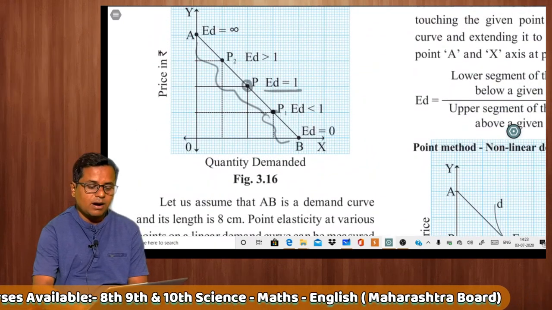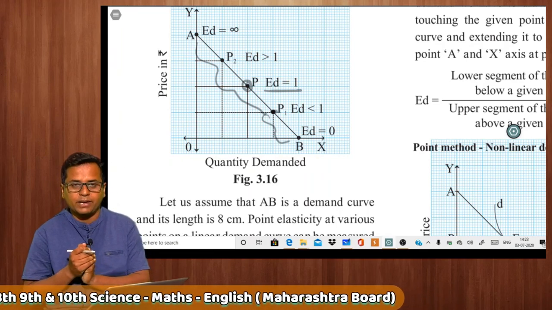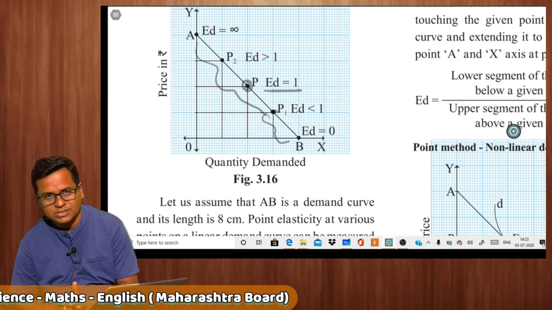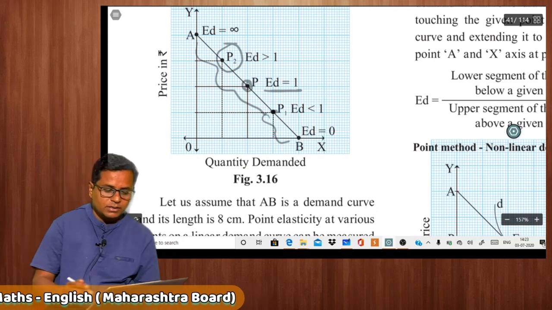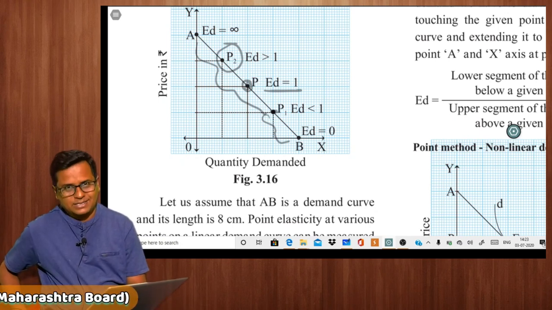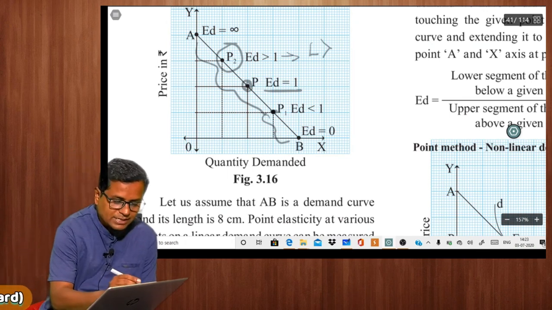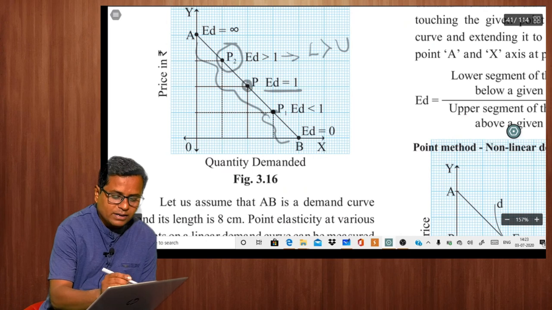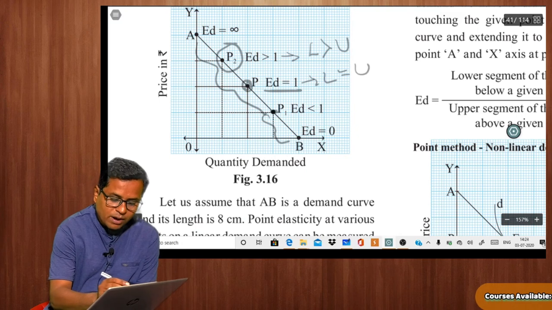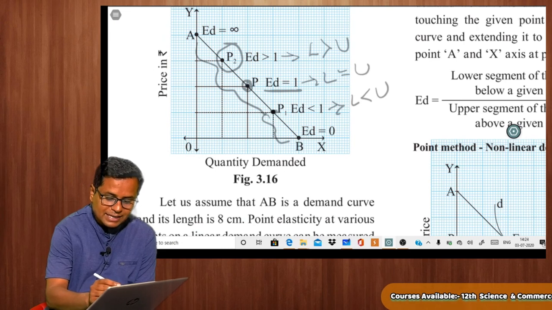It means demand is less elastic at point P1. At point P1, demand is less elastic or relatively inelastic. On the other hand, at point P2, demand is more elastic. Why is demand more elastic here? Because here the lower part is greater than its upper part. At point P, lower part is equal to upper part. At point P1, lower part is less than upper part.